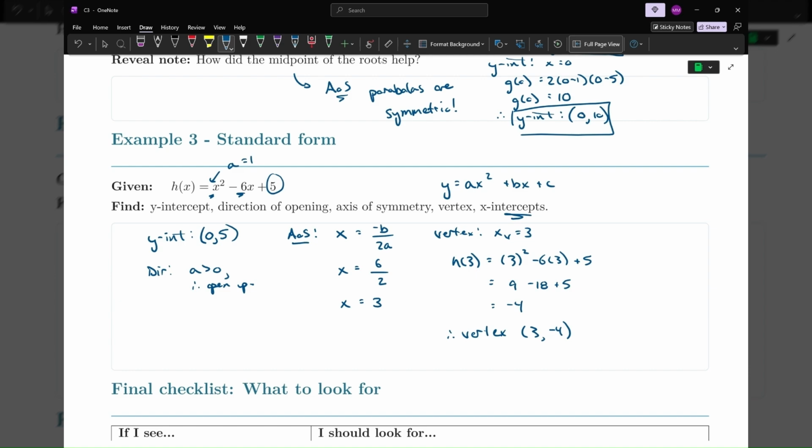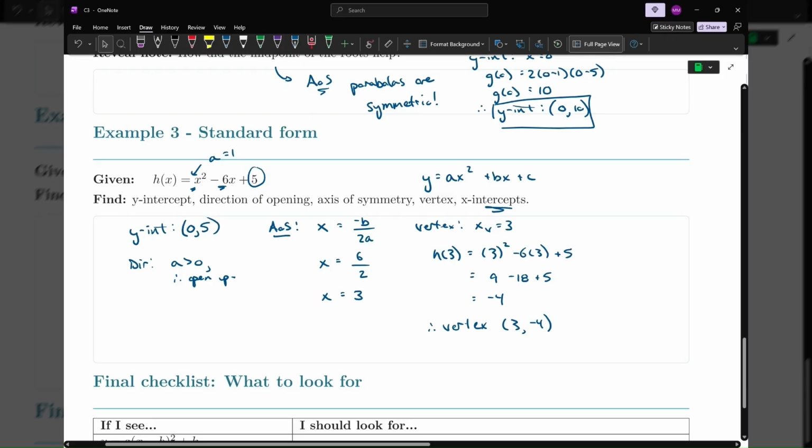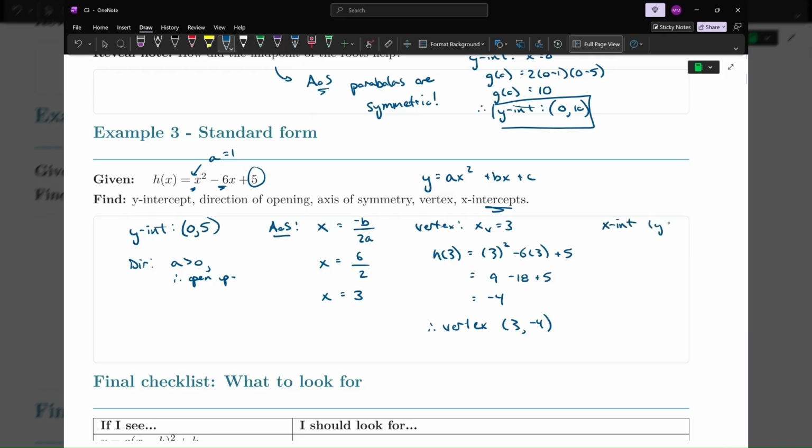Finally, I want my x-intercepts. So for x-intercepts, again, I could go to vertex form and then solve it directly, or I can just solve from this form. For x-intercepts, I know y is 0, the output is 0. So I'm going to take my function here, plug in 0 for my output, and solve for my input. So x squared minus 6x plus 5.